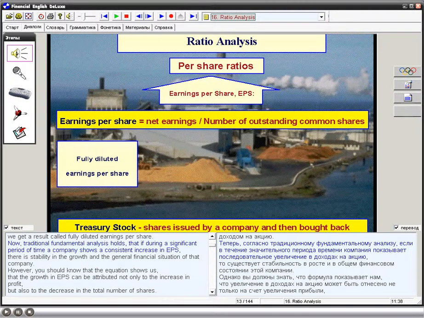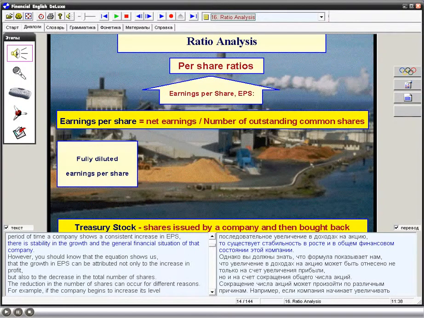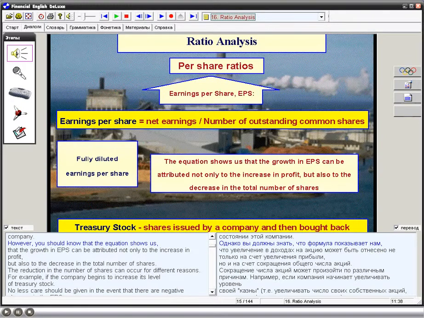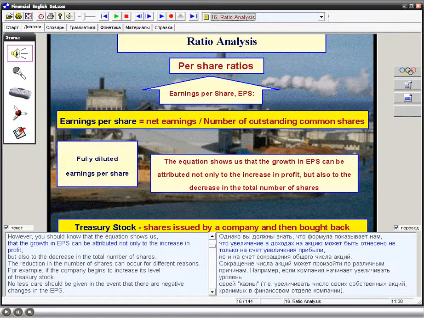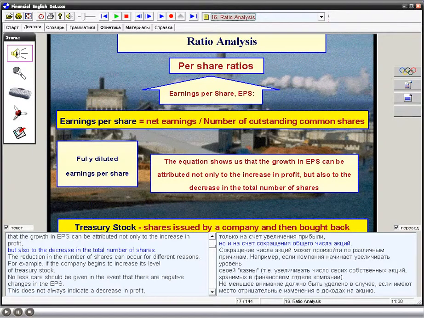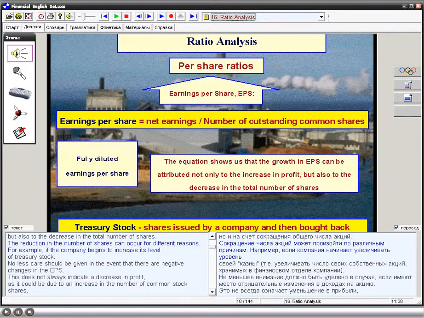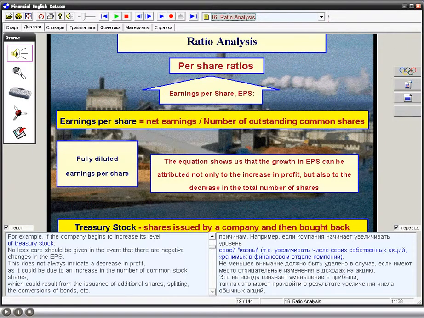Now, traditional fundamental analysis holds that if during a significant period of time a company shows a consistent increase in EPS, there is stability in the growth in the general financial situation of that company. However, you should note that the equation shows us that the growth in EPS can be attributed not only to the increase in profit, but also to the decrease in the total number of shares. The reduction in the number of shares can occur for different reasons. For example, if the company begins to increase its level of treasury stock.